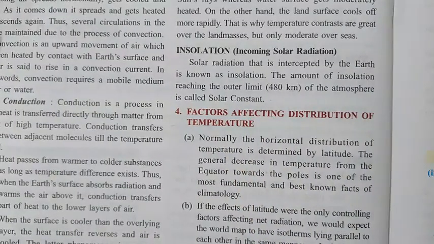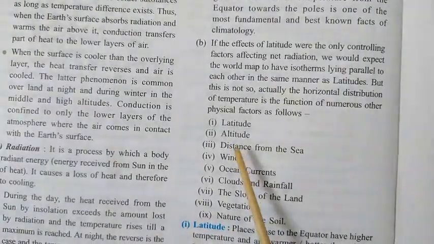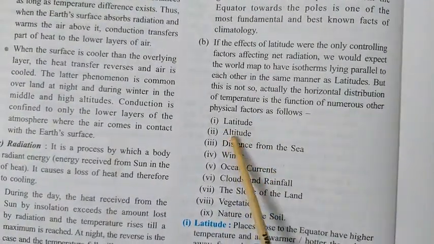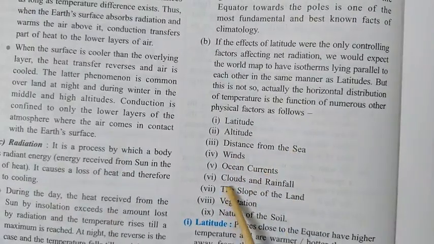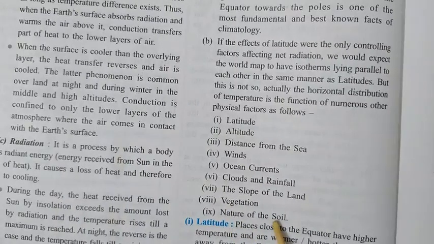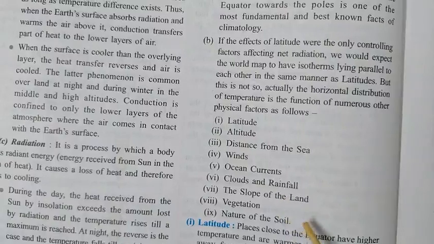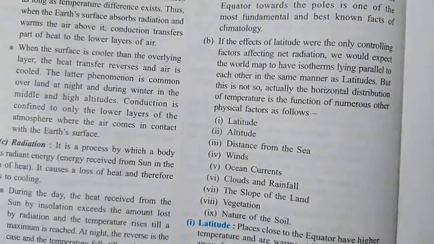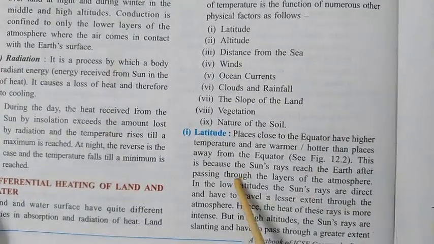So here the first thing we're going to study is the different factors. As you can find here, some factors are given: latitude, altitude, distance from the sea, then the wind, ocean currents, clouds and rainfall, the slope of the land, vegetation, and nature of the soil. Now these are the different factors which affect the distribution of temperature. Now look here, first of all we are going to see the latitude.